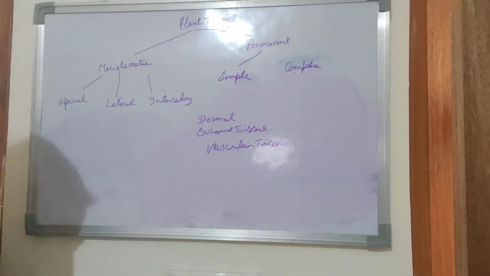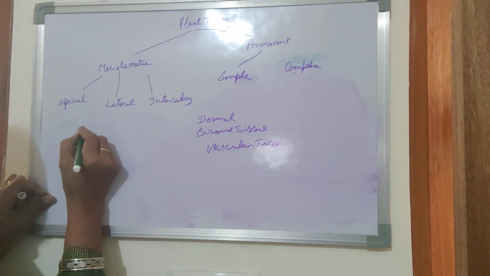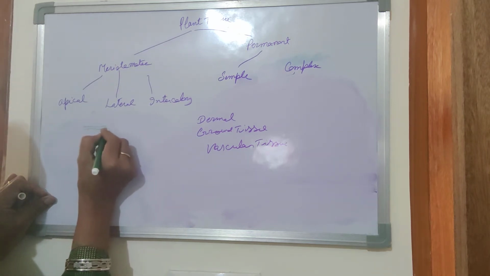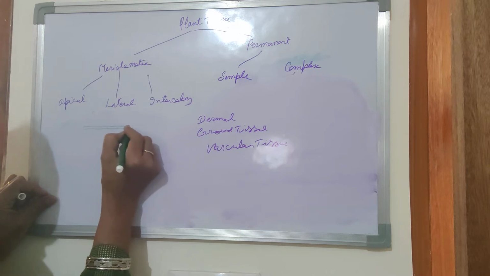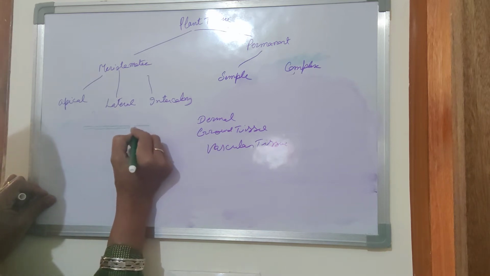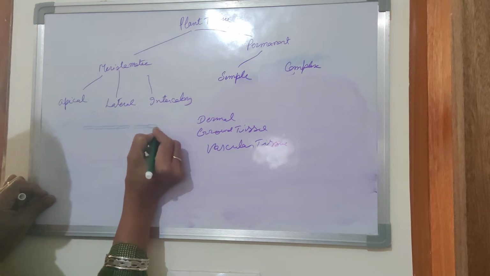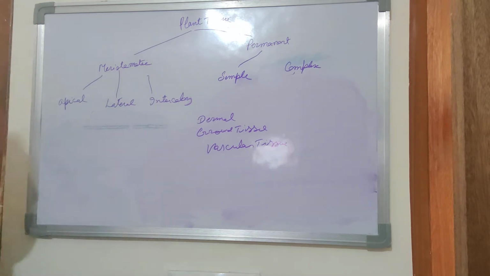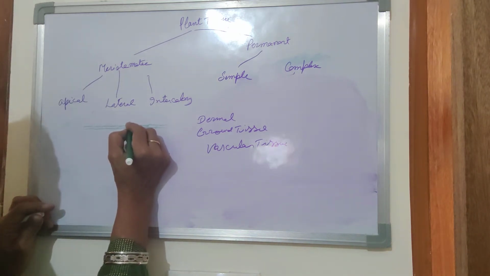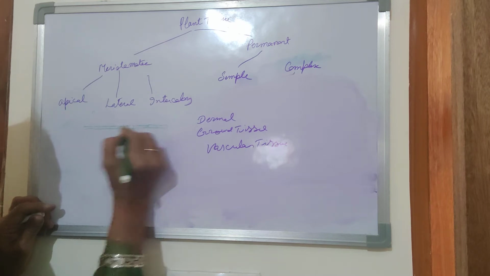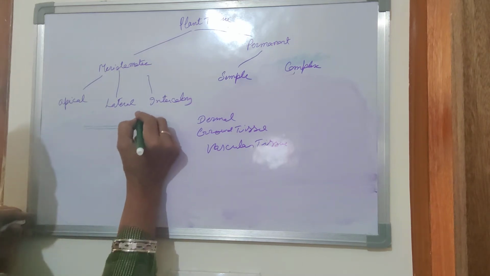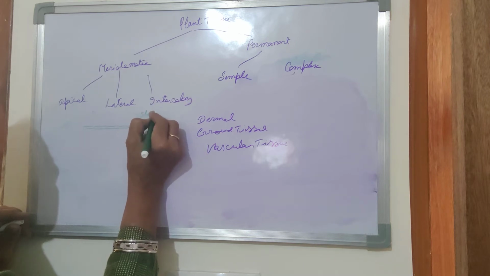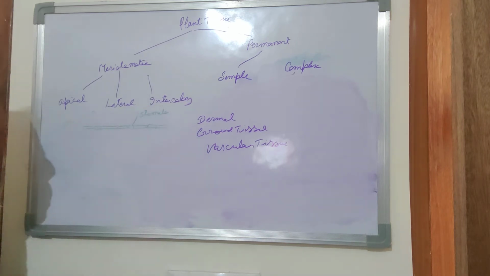Dermal forms the outermost covering, that is called the epidermis. It is formed of elongated cells with no intercellular spaces. They are barrel-shaped, flattened cells. This is called the epidermis. And in the leaves, there are bean-shaped structures, pores, which are called the stomata. With the help of these stomata, there is transpiration and exchange of gases.